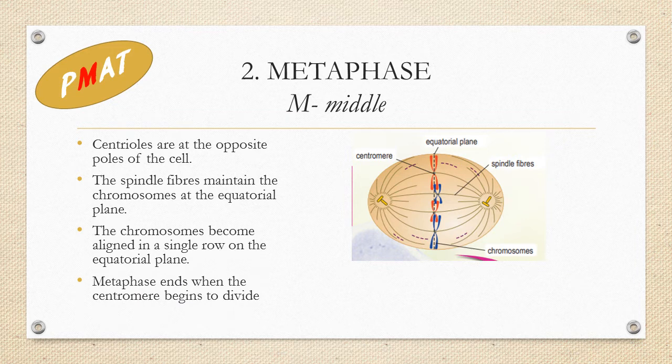The chromosomes become aligned in a single row. Take note of the words here, single row on the equatorial plate. Metaphase ends when the centromere begins to divide. You remember the sister chromatids are attached at the centromere, meaning the centromere is able to split into two.